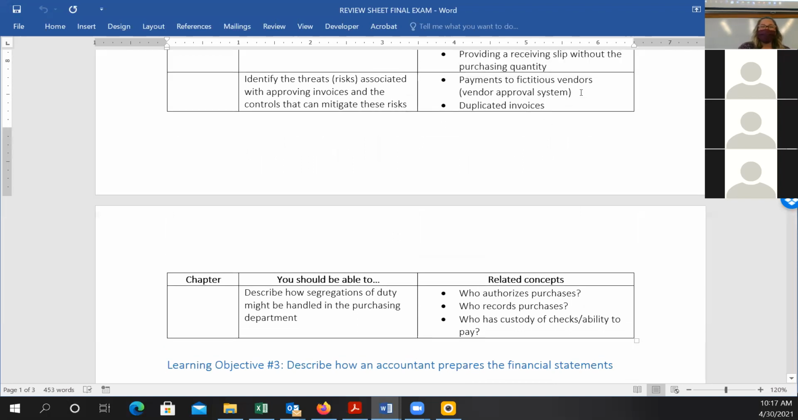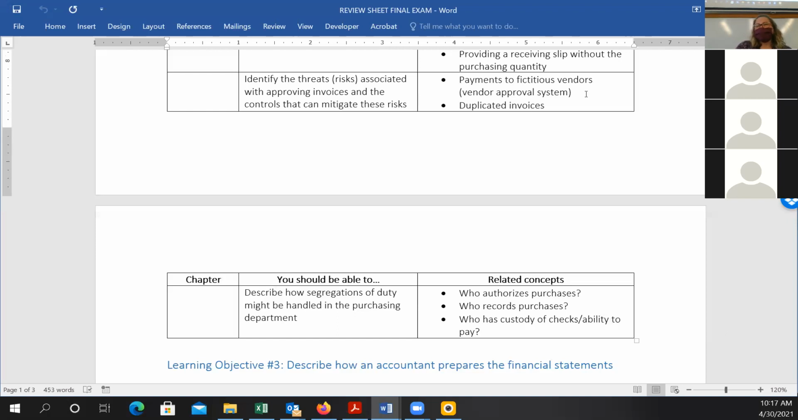I gave you a hint there: vendor approval system. What's a way, what did we talk about that would help prevent payments to fictitious vendors? We talked about controls. Exactly. What Melinda said was, if you limit the access to that master supplier file, it prevents people from creating fictitious vendors and thereby prevents payments to fictitious vendors.